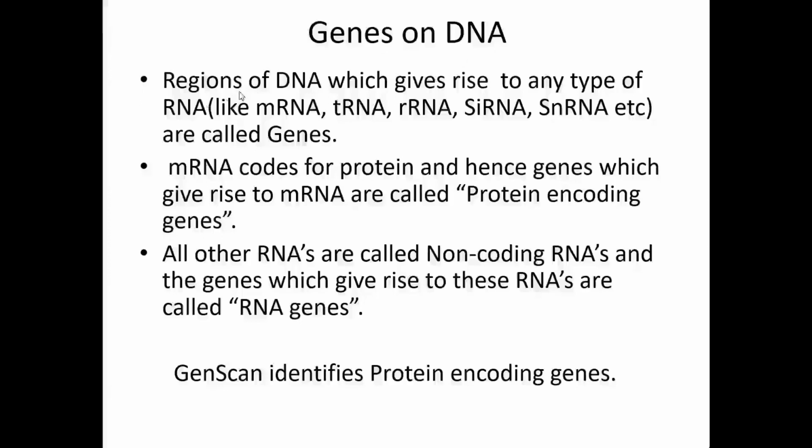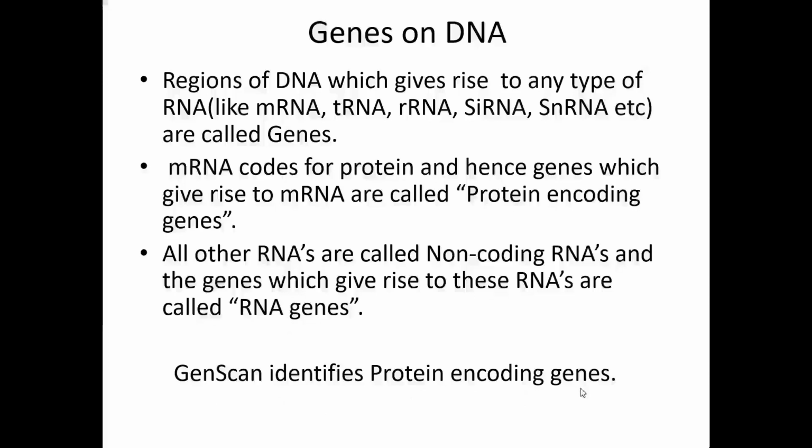On a DNA, the regions which give rise to any type of RNA are called genes. RNAs like mRNA, tRNA, rRNA, siRNA, snRNA, etc. Of these RNAs, only mRNA codes for a protein, and so genes which give rise to mRNA are called protein encoding genes. All other RNAs except mRNA are called non-coding RNAs because they don't give rise to protein, and the genes which give rise to these RNAs are called RNA genes. The GenScan tool identifies only protein encoding genes.